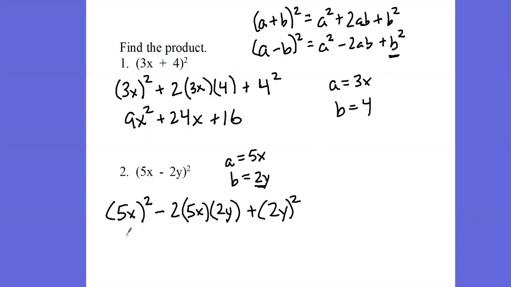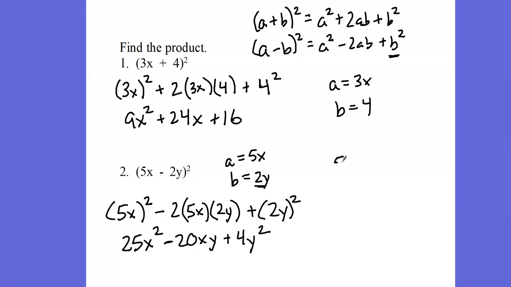5x squared, 5x times 5x is 25x squared. Multiply these together. 2 times 5 would be 10, times 2 would be 20. With the variables in there, I have 20xy, the minus sign in front. We got 20xy. 2y times 2y is plus 4y squared. And we're done. The quantity of 5x minus 2y, the quantity squared, is 25x squared minus 20xy plus 4y squared.